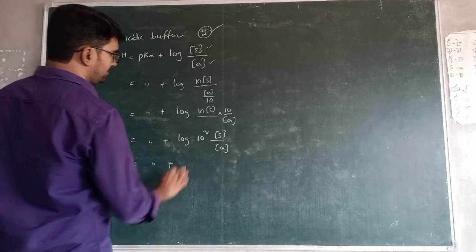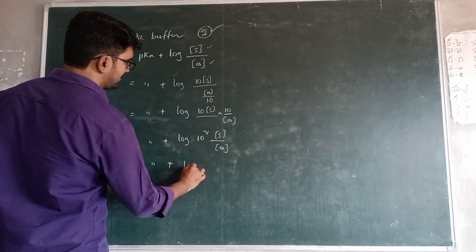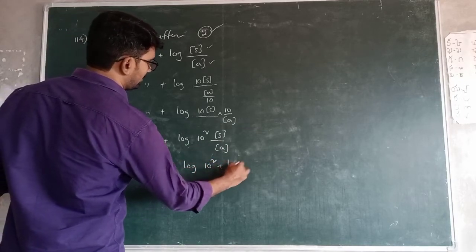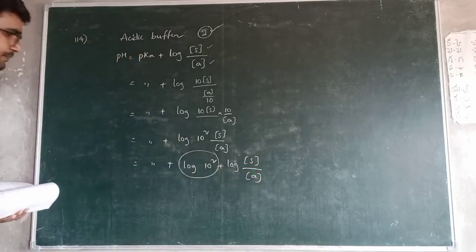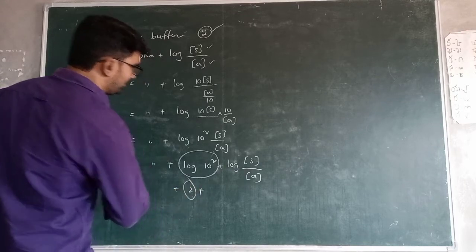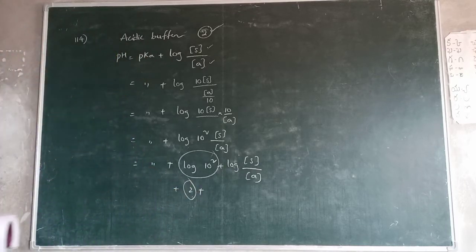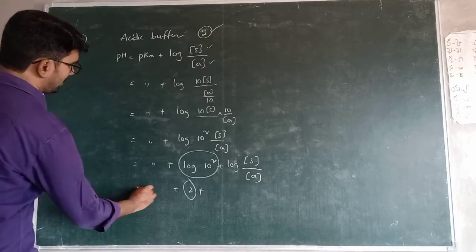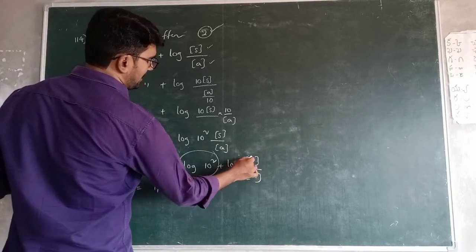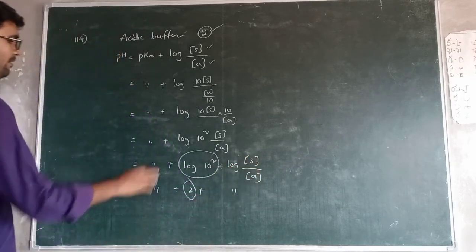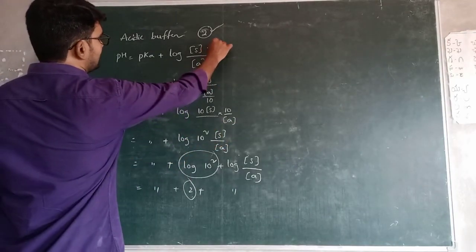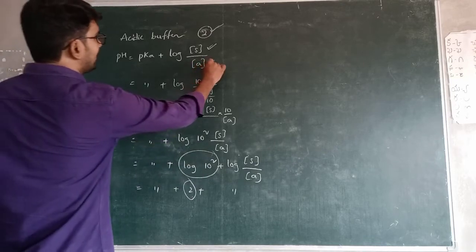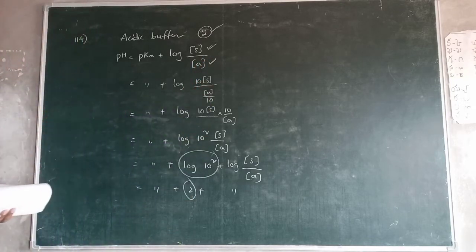This one is as it is value. This is log A into B, which means log 10 squared plus log of concentration of salt by concentration of acid. Log 10 squared is 2, so an extra 2 units are increased. This value is already present, and this log of concentration of salt by concentration of acid is also present, but an extra 2 is added. 2 units are added by increasing the concentration of salt by 10 times and decreasing the concentration of acid by 10 times. So the answer is 4, or D.